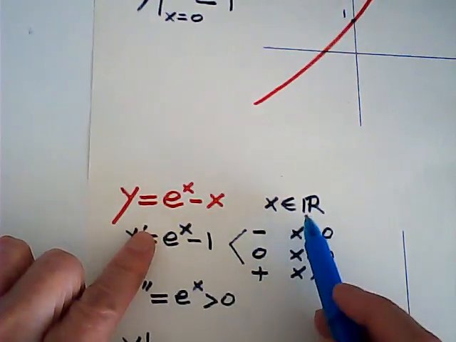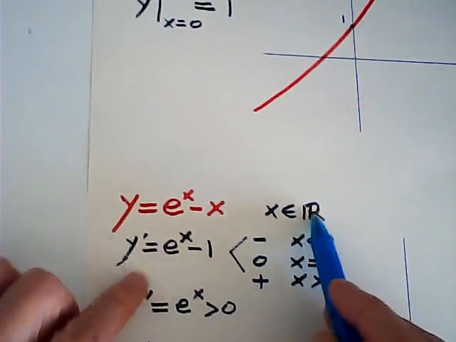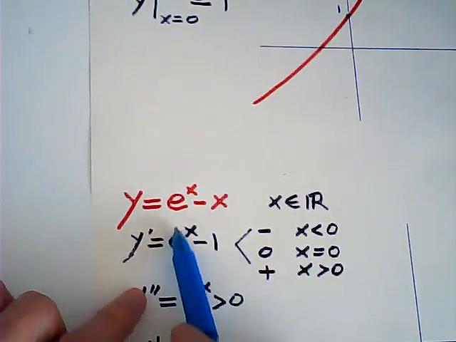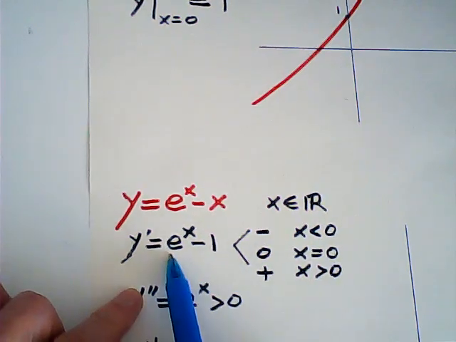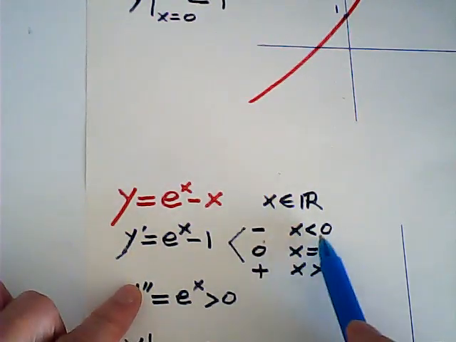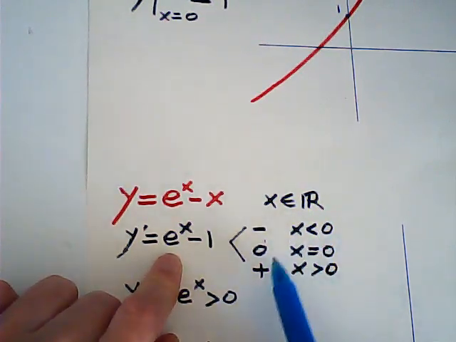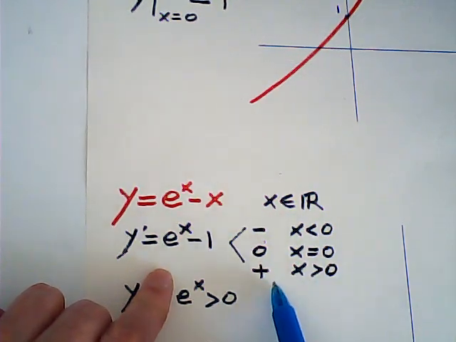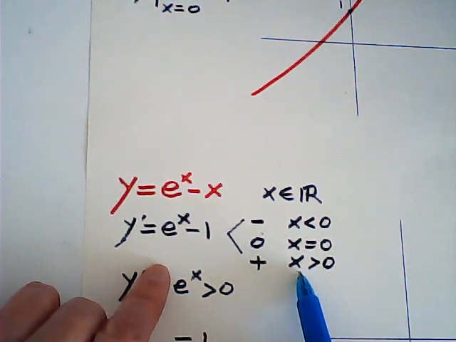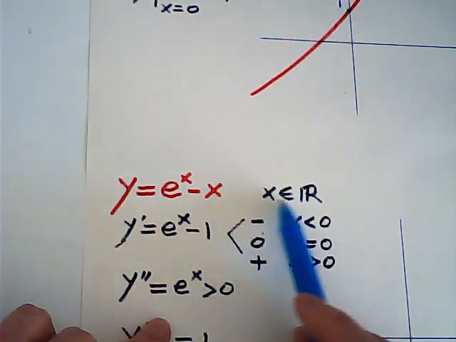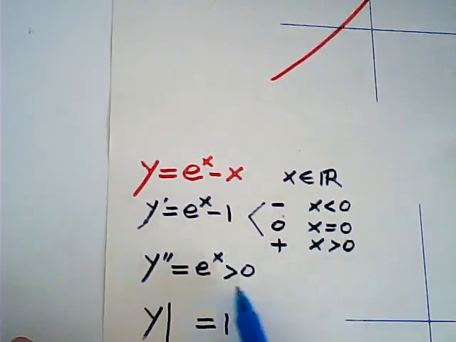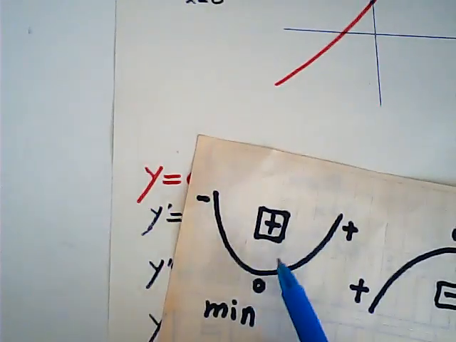Number 2, this function. The domain is all real numbers. Now the first derivative is e to the x minus 1. This derivative is negative when x is less than 0. It is 0 at x equal to 0, and positive when x is positive. So that will describe the curve. The second derivative is always positive.